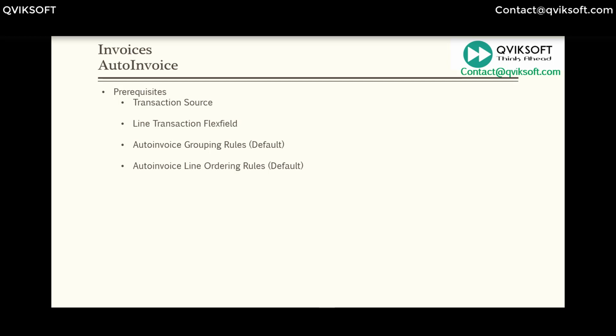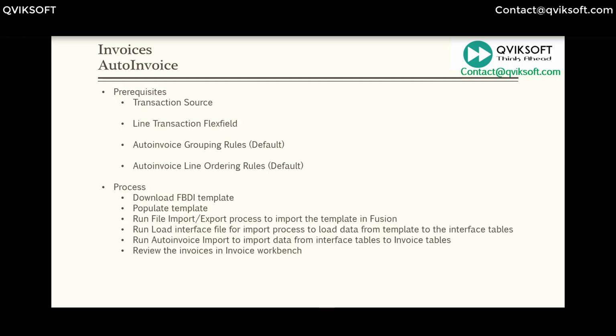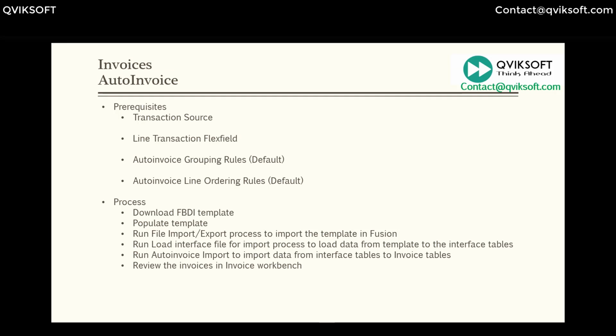So how do you do this import process? There are standard steps. You download the FBDI template from the Oracle website; the Fusion website has all these templates available. You populate the template. I will show you how you should populate it and which fields are important for you. Once you populate the template, we need to generate the zip file and then run the file import export process to upload the file into the Fusion system.